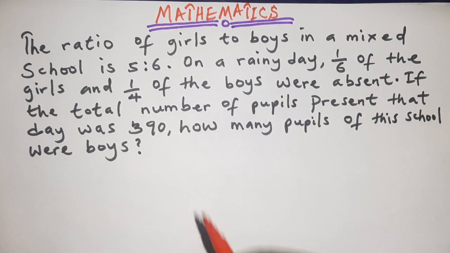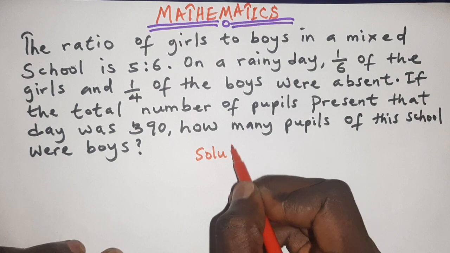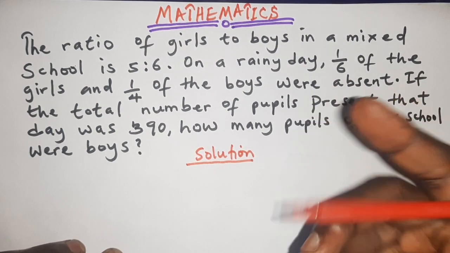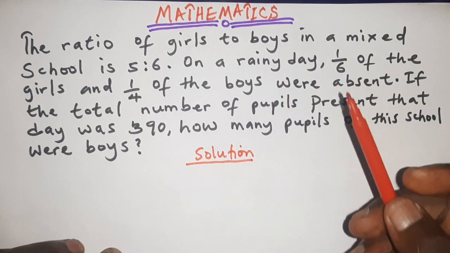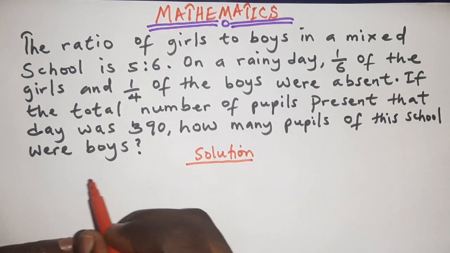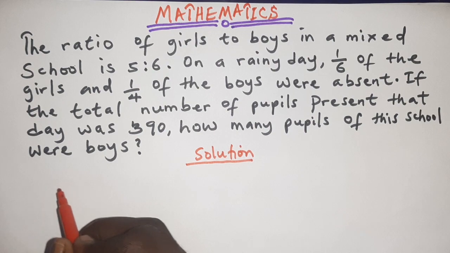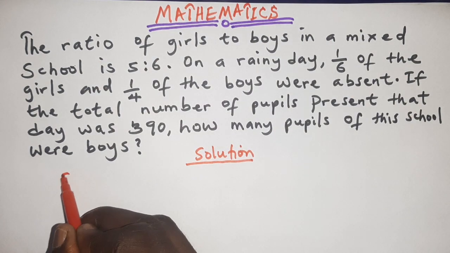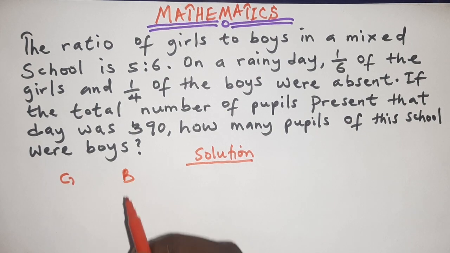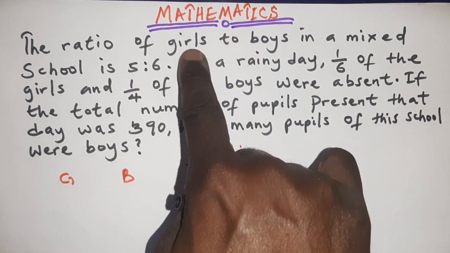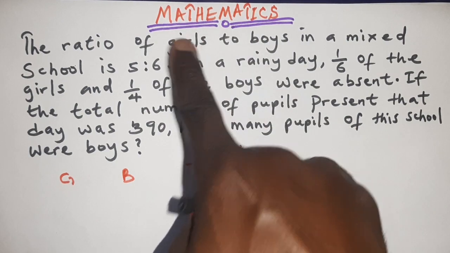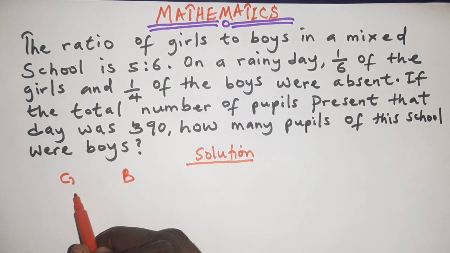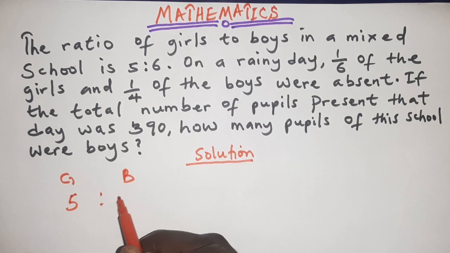So, solution, let us represent the number of girls and boys in algebraic form, since we know the ratio of girls to boys is 5 to 6. Since they mention the girls first, the 5 will be for girls and 6 will be for boys. So writing it out, I have 5 to 6.